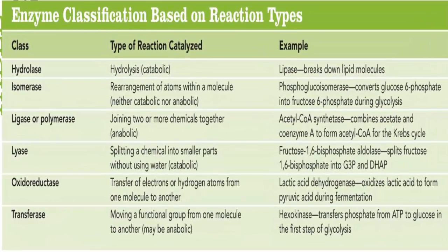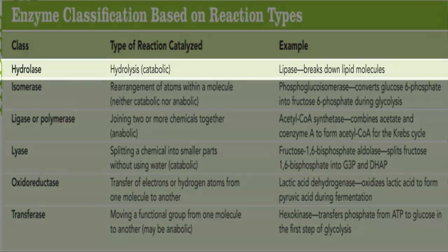On table 5.1 on page 128, here are some of the major classes of enzymes. Anytime you see -ase at the end of a word, it means enzyme. Also, -zyme, Z-Y-M-E, will also indicate that the substance is an enzyme. The front part of the word is either what type of reaction occurs or the substrate.